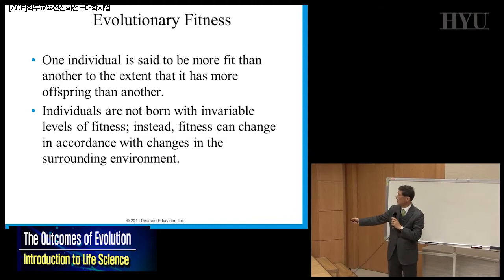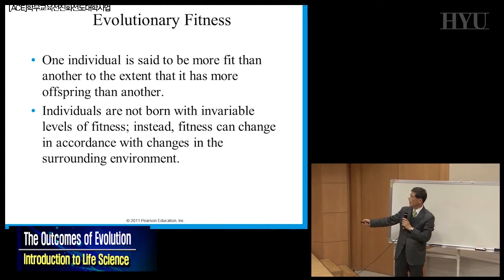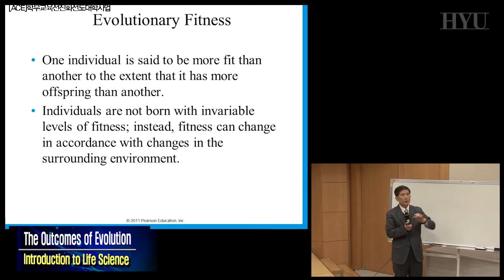So one individual is said to be more fit than another to the extent that it has more offspring than another. Individuals are not born with invariable levels of fitness; instead, fitness can be changed in accordance with change in the surrounding environment. So this final selection is the nature.